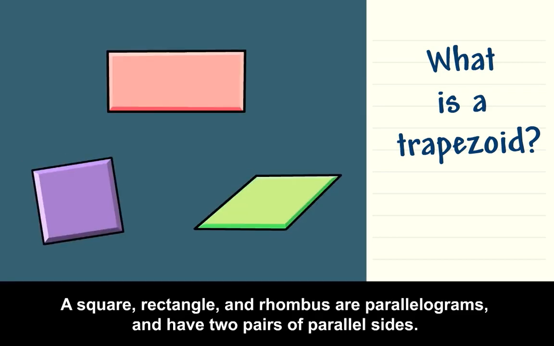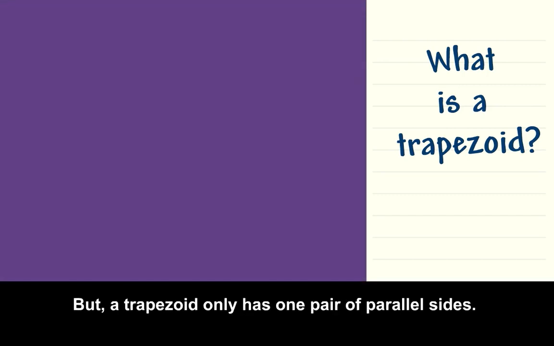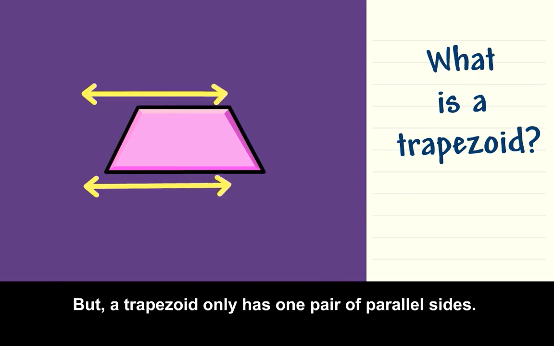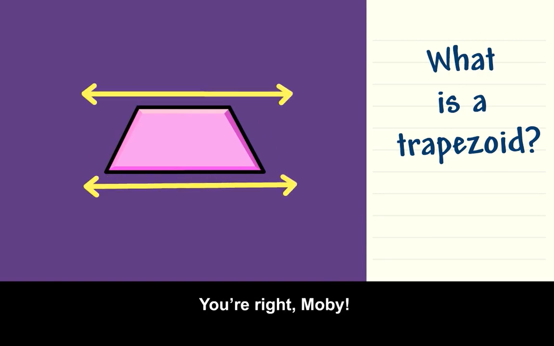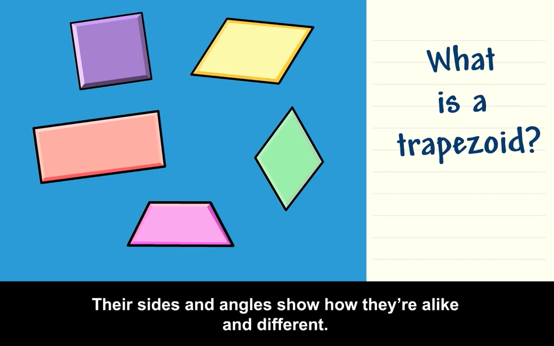A square, rectangle and rhombus are parallelograms and have two pairs of parallel sides. But a trapezoid only has one pair of parallel sides. You're right, Moby. All quadrilaterals have four sides, but they can look really different. Their sides and angles show how they're alike and different.